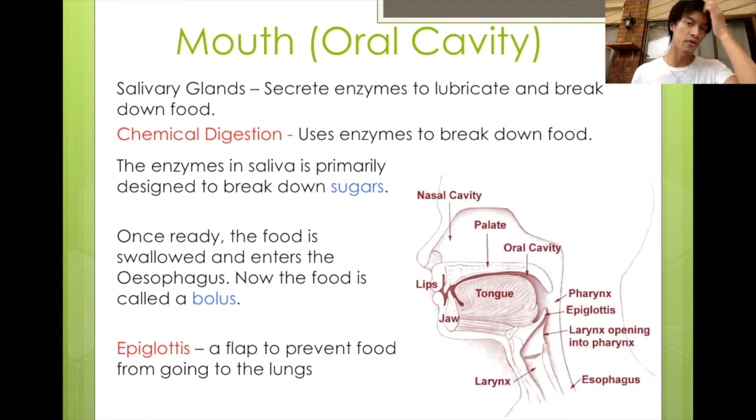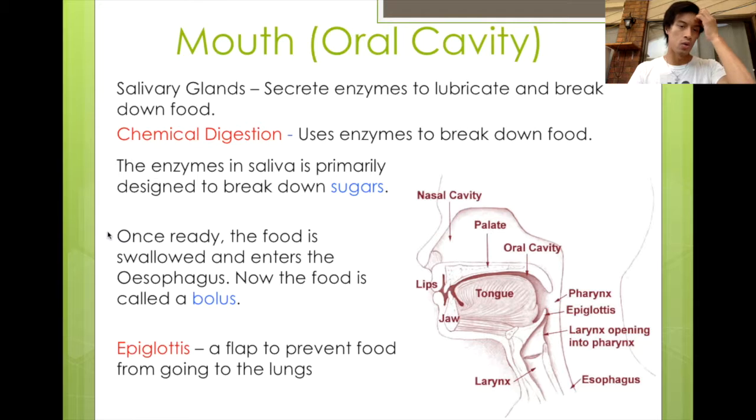Also in the mouth, you've got salivary glands. The salivary glands secrete enzymes that lubricate and break down the food. Now these enzymes work in a different process from physical or mechanical digestion. They do chemical digestion. They use enzymes to break down food, and that is what chemical digestion is. It is the use of enzymes to change the chemical structure of the food and break it down into smaller pieces. The enzymes in your mouth are primarily designed to break down the sugars that you eat.